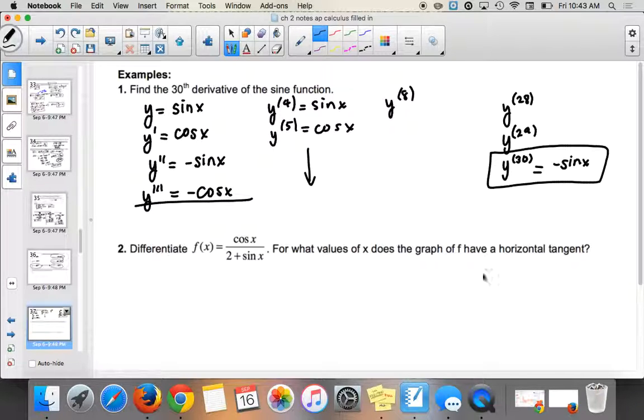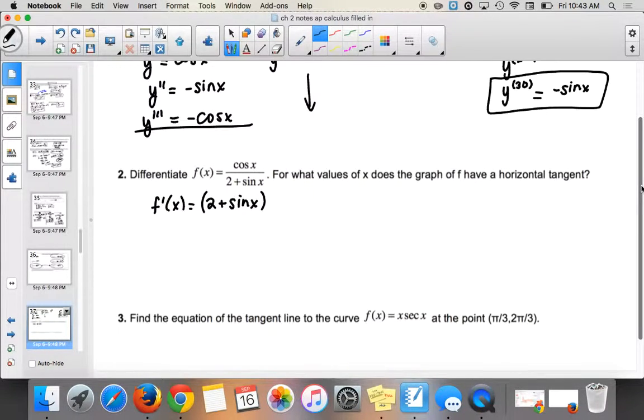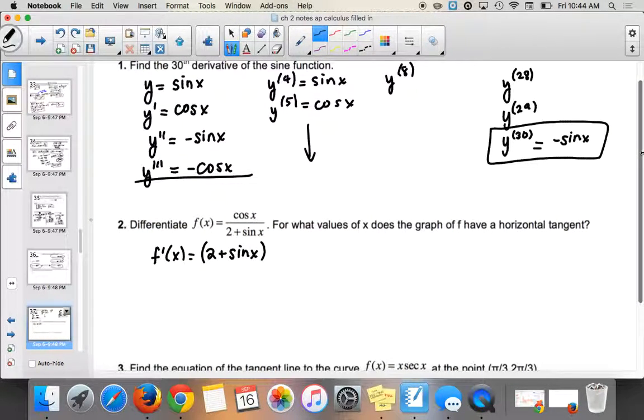All right, number 2. So it says differentiate f of x equals cosine of x over 2 plus sine of x. For what values of x does the graph of f have a horizontal tangent? Okay, so we're going to do low d high. So the derivative of cosine is negative sine minus high cosine. D low, so what's the derivative of 2 plus sine of x?